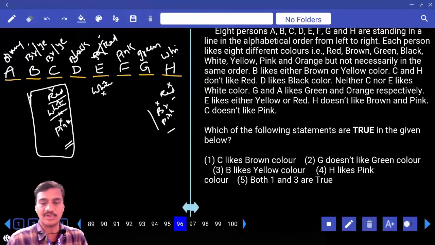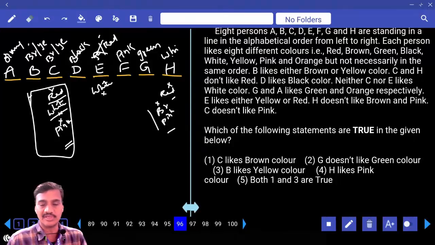Then 96, which of the following statements are true in the question given below. C likes brown color, may be true, may be false. And G does not like green color, that is false because G likes green color. B likes yellow color, may be true, may be false, we cannot say definitely true. And next one, H likes pink color, that is definitely false.